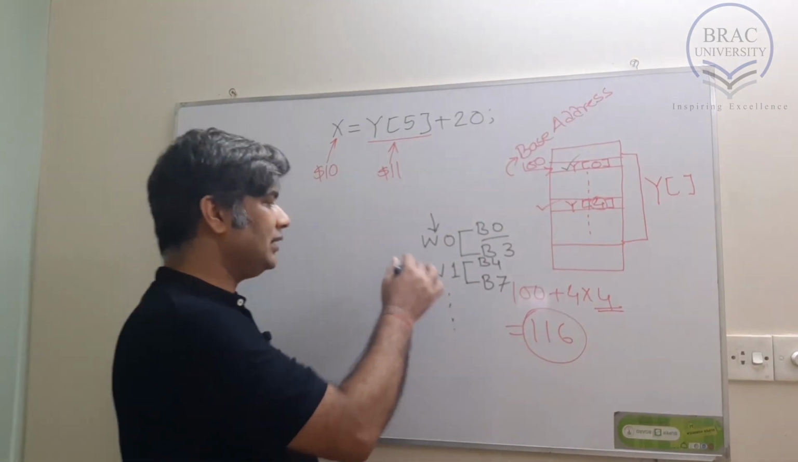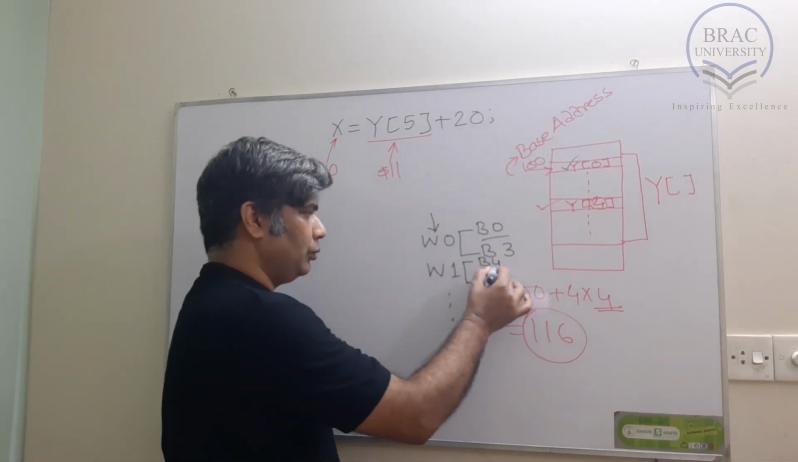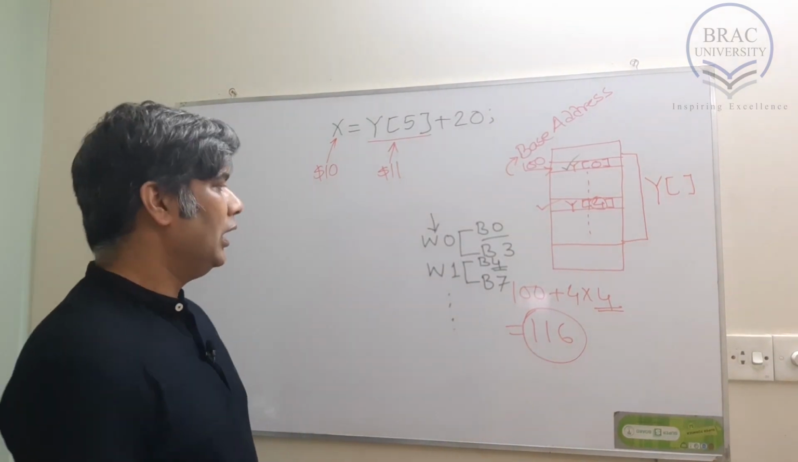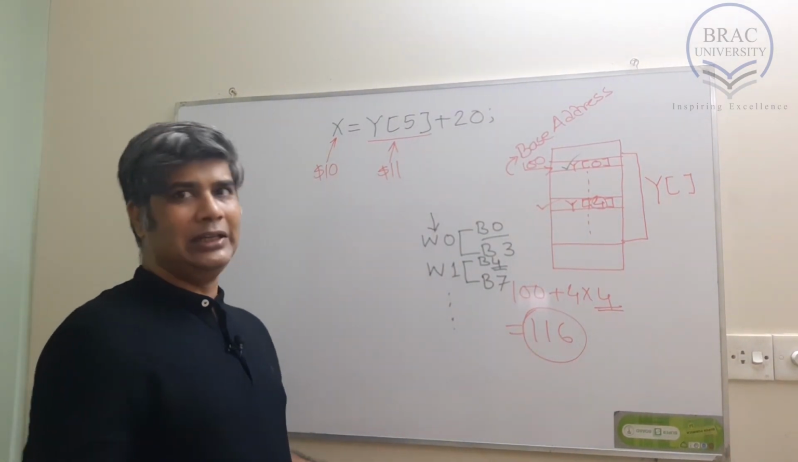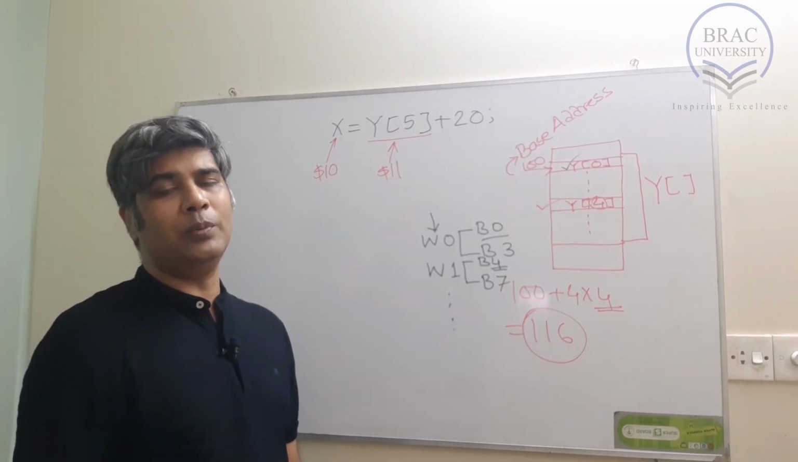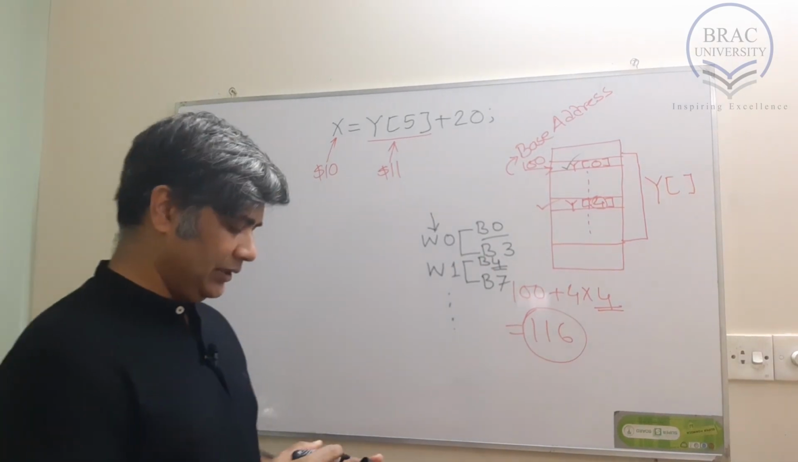But these are physical addresses, byte 0 up to byte 3. So what is the starting address of word 1? The starting address of word 1 is 4. That means if we are to find, let's say, array element 1, then we need to multiply 1 by 4. So this is how we are getting this.